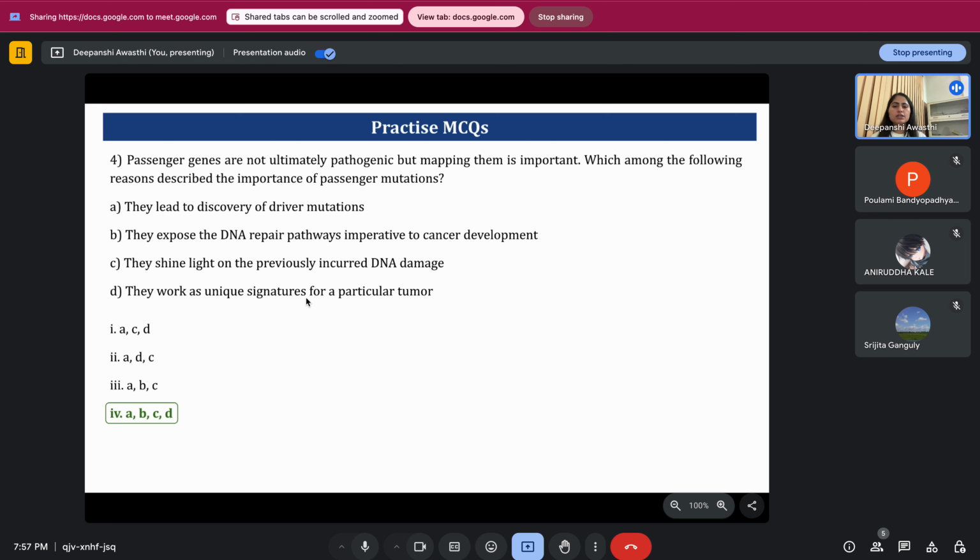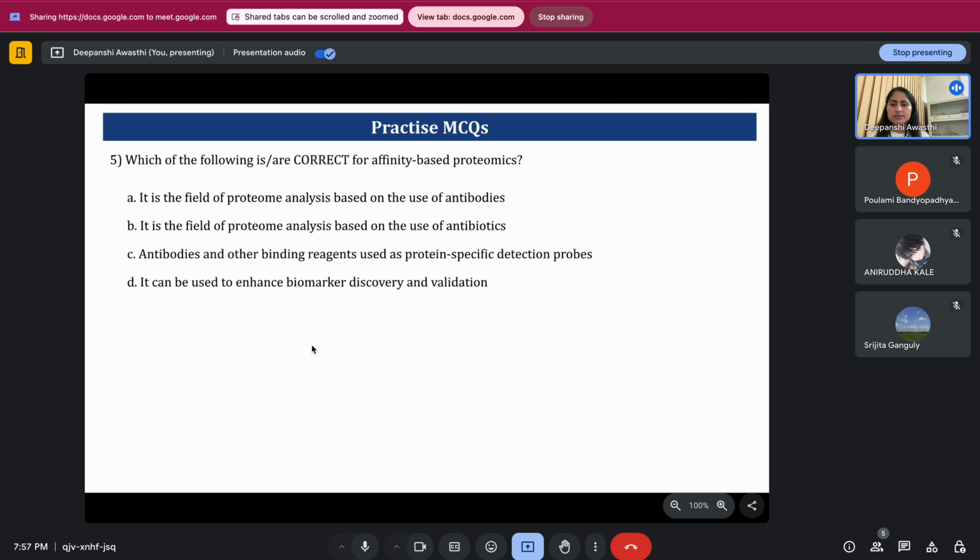And they will also work as unique signatures in particular tumors. So there are some tumors which have some driver mutations, and then there are some passenger mutations which might be specific to those tumors. So in that case, those identifications will also be helpful. So that's why they can also act as unique signatures. So in this way, all the options are correct.